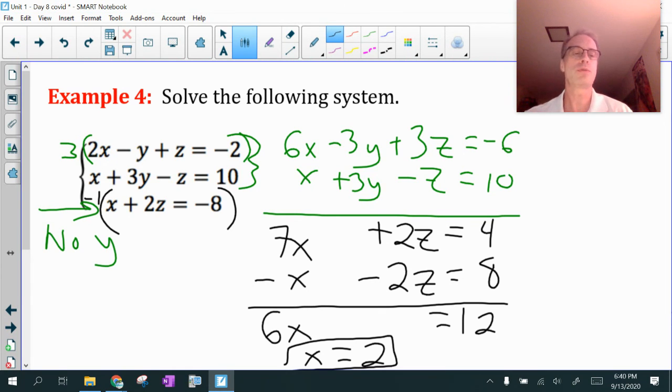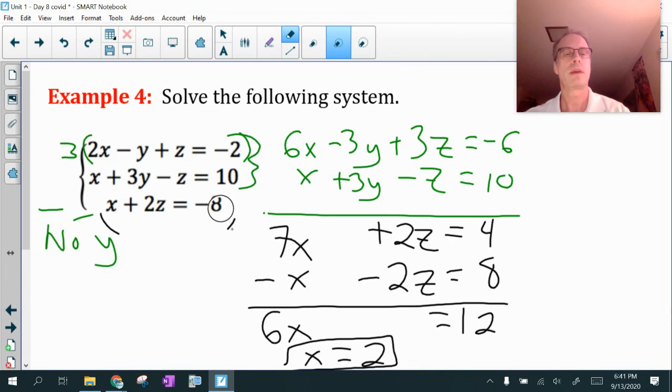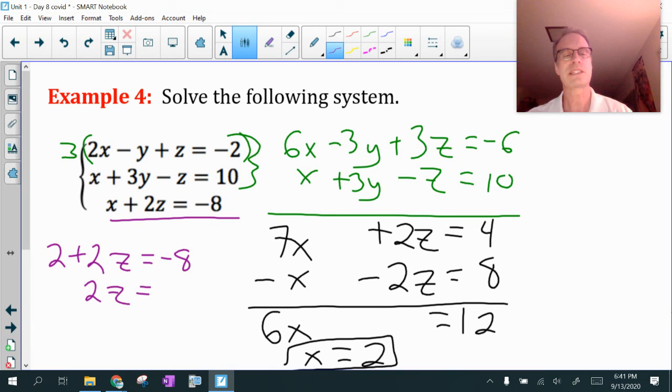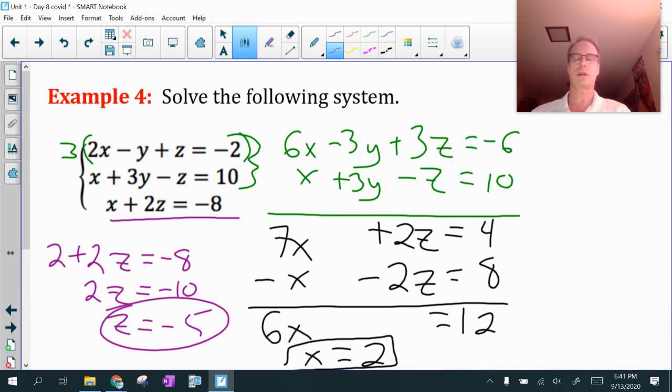All right, pick an equation. Which one do you think you should use? I'm going to go back up to here, and I really would like to play with this equation. So I'm going to say that x plus 2z equals negative 8. So I'm going to say 2 plus 2z equals negative 8. So I'm looking at 2z equals negative 10, and z equals negative 5. All right, two down, one to go.